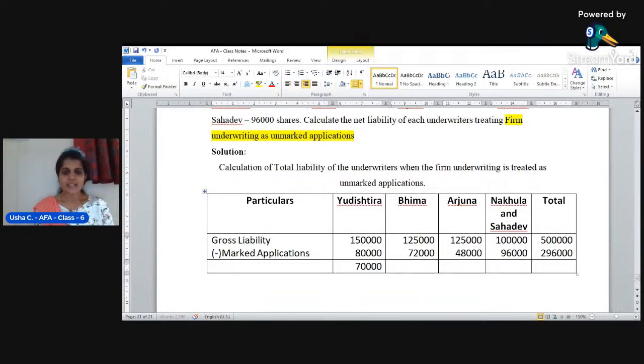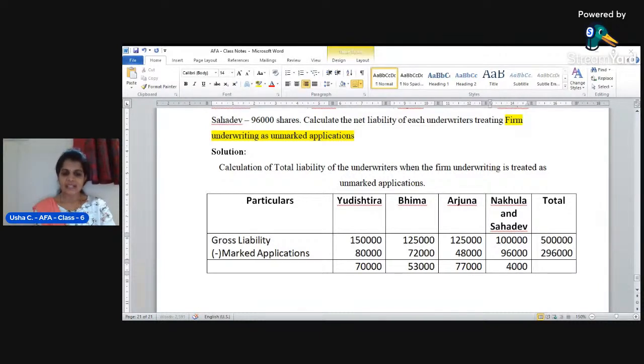Then 1,25,000 minus 72,000. This is 53,000. Then 1,25,000 minus 48,000 is 77,000. Then it is 4,000.